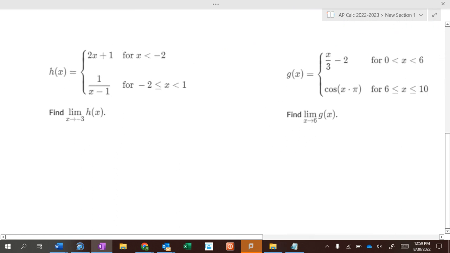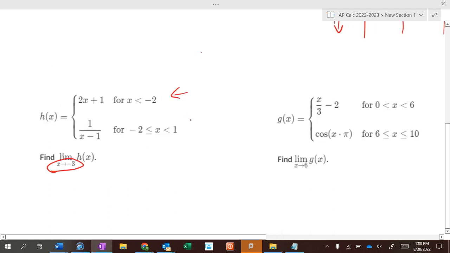Okay, so that's plugging straight in, and now we get piecewise functions. So piecewise functions, you have to look where this is. Okay, where is -3? Does that fit into this one, or is it at the edge of both of them? Where does it fit on this one? The top one. So you just plug -3 into there, you get -6 plus 1, which is -5, you're done.